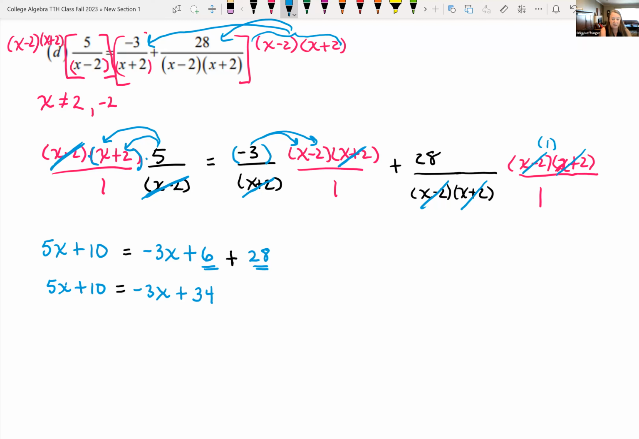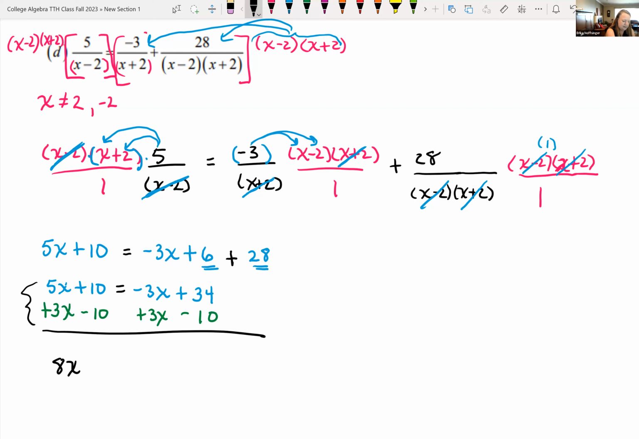So if I move where I want the variables on the left-hand side, that would mean I would want to add 3x to both sides of the equal sign. If I want to get the constants to the right-hand side, that means I don't want the 10 on the left-hand side. I'd have to subtract 10 on both sides to get rid of it on the left. So combining this, 5x plus 3x gives us 8x. 10 minus 10 cancels. Equals 3x minus 3x cancels. 34 minus 10 is 24.